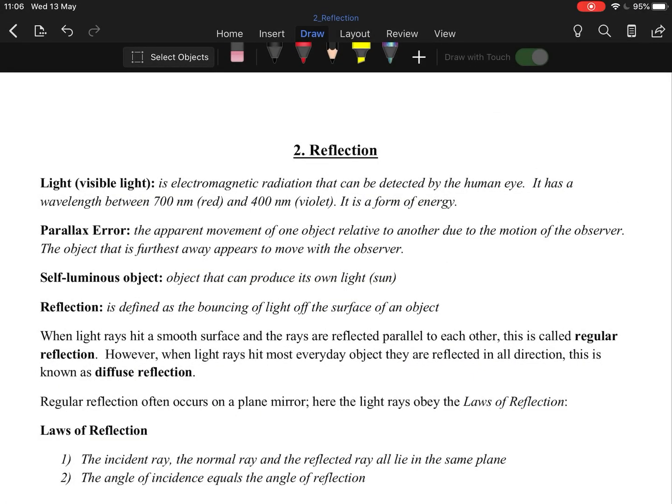Okay guys, welcome to topic 2. This is reflection. This is the first of 3 topics in optics: reflection, refraction and lenses. This topic is short enough. There are only 10 pages in the notes. I'll go through pretty quick, a bit of theory.